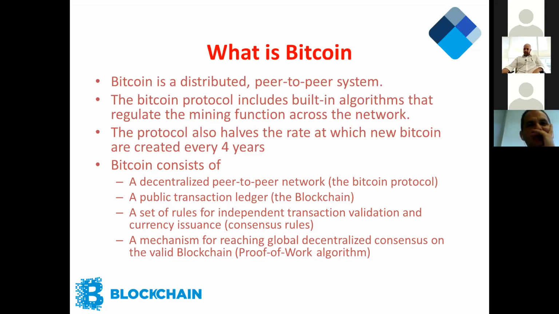The last point is a mechanism for reaching global decentralized consensus on the valid blockchain. There is an algorithm which we call proof of work. This proof of work is a calculation, a difficulty level. The miner has to do this proof of work. Once they reach that calculation level, then 51% say, okay, this transaction is approved, and now it gets added into the ledger.